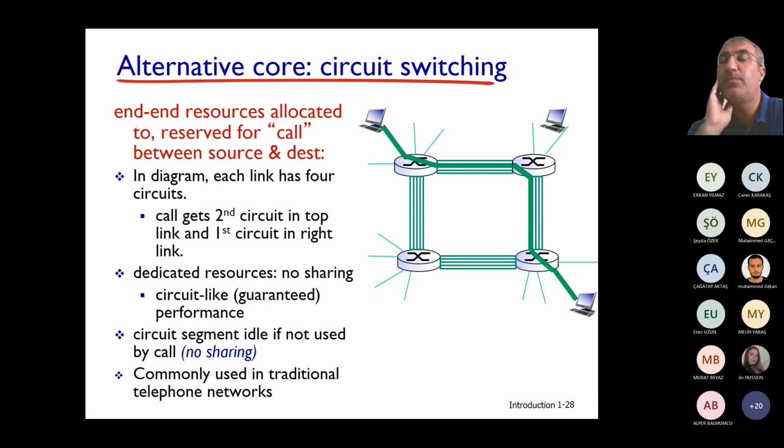And that's why the performance is better than packet switching. But in terms of capacity, because only these two devices are going to use this link, in terms of efficiency it is not an efficient mechanism. In other words, this circuit segment is idle if not used by a call. And this is being used by the traditional telephone networks that we have at our home or offices.